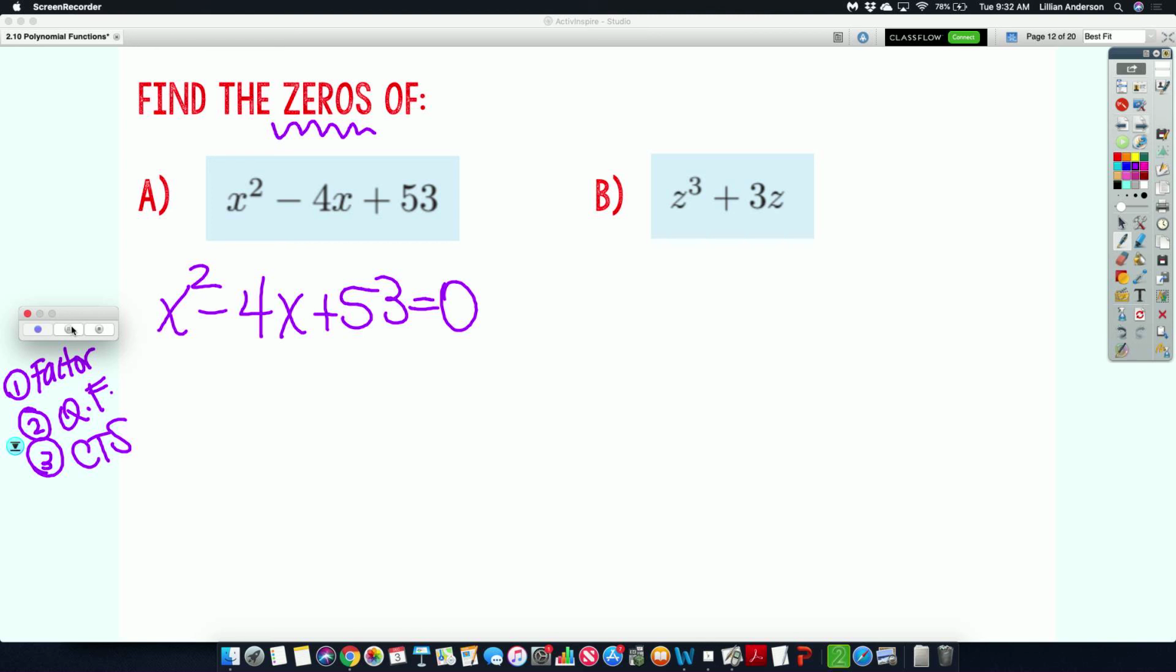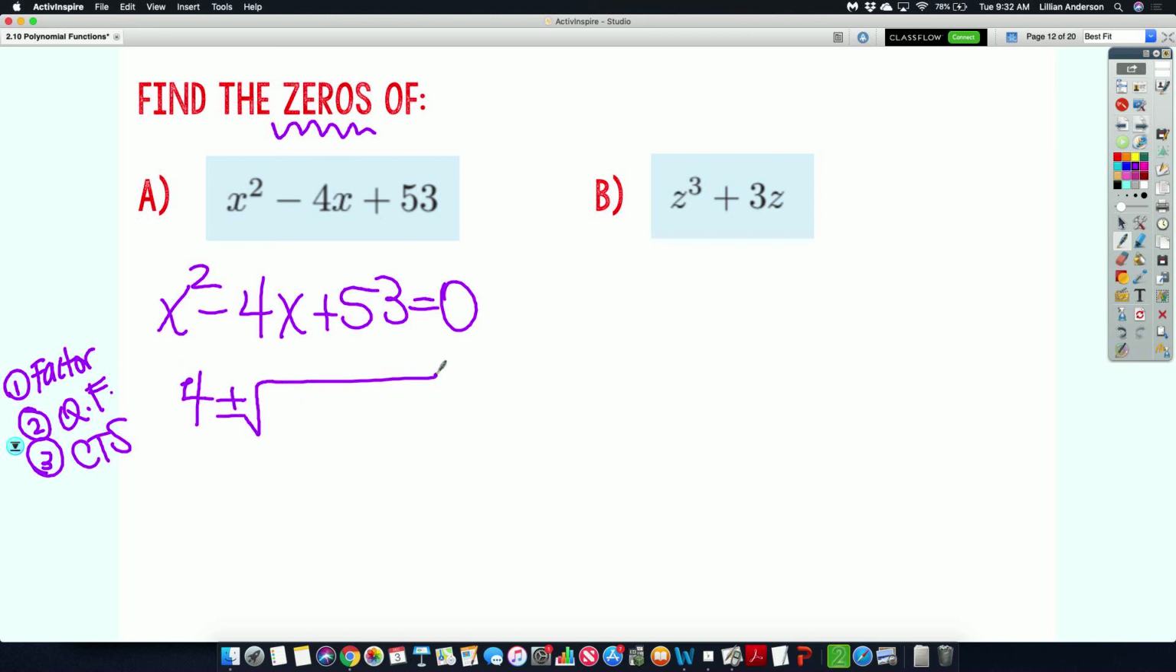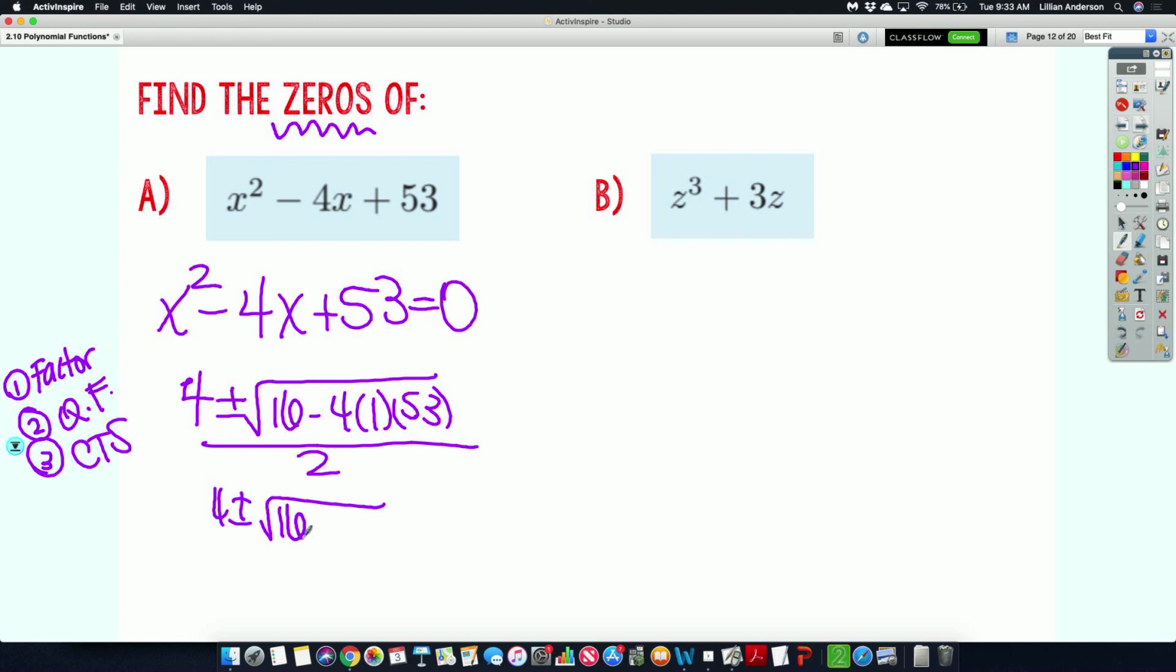So, could I factor in A? So I had to use the quadratic formula or completing the square. Quadratic formula? Yeah. Okay, so you have negative b plus or minus the square root of b squared minus 4ac all over 2a. So that would be 4 plus or minus the square root of 16 minus 212, all over 2. So you have 4 plus or minus the square root of negative 196. Is that a perfect square?